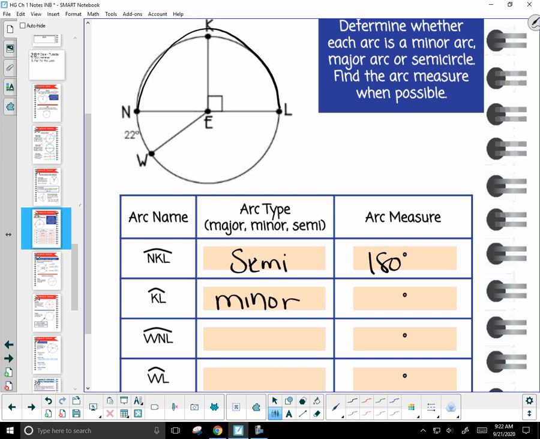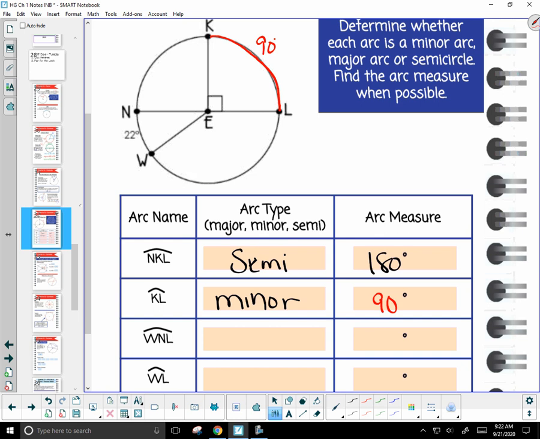All right, so where are we? KL. All right, so KL up here starts at K, goes to L. Because this angle here, KEL, is 90 degrees, my arc has to be 90 degrees.